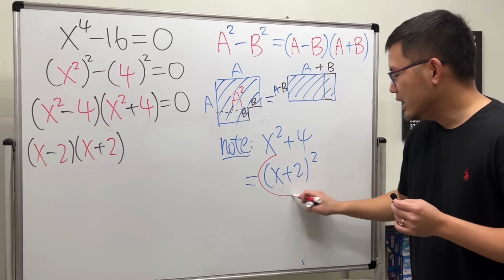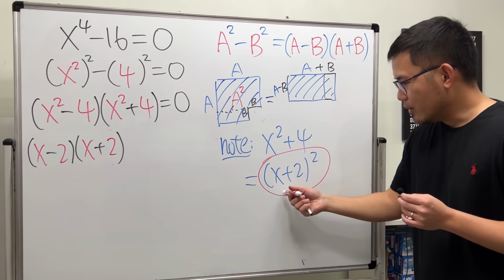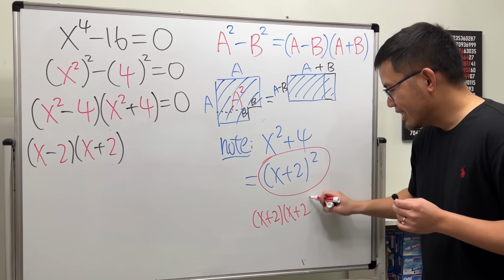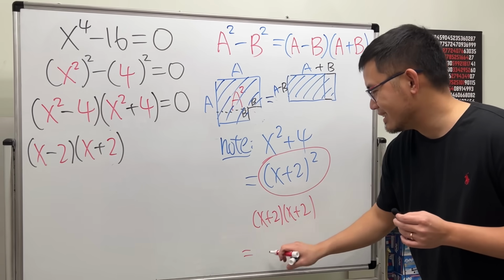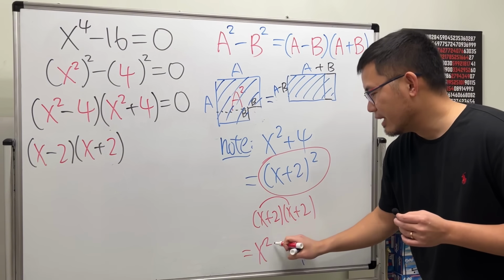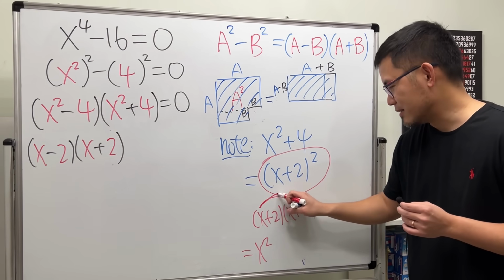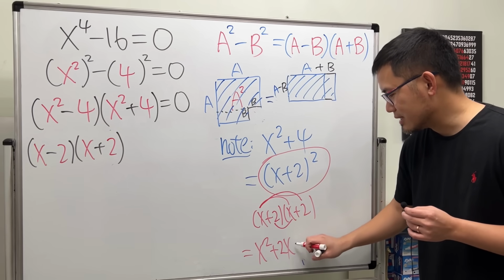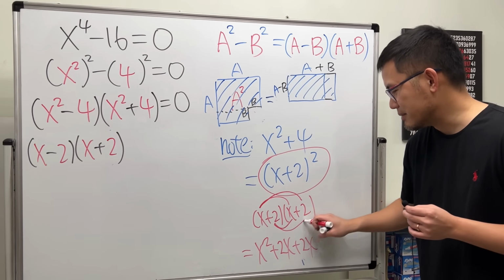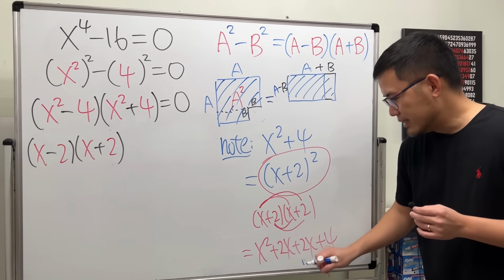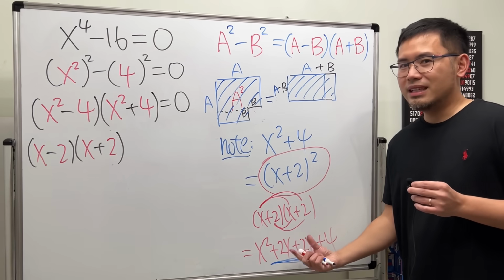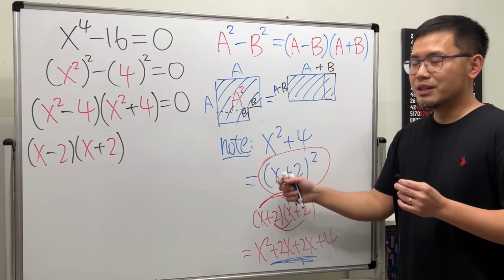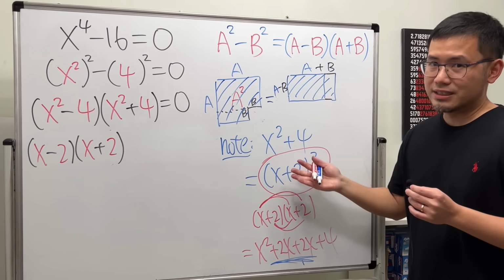Here's the deal. If you work this out, you get x plus 2 times x plus 2. Multiply this out, we get what? x times x, that's x squared. And then don't forget we still do x times the 2. So plus 2x, and then this times that is plus 2x, and lastly, this times that is plus 4. As you can see here, we have this extra 4x, right? We didn't have the 4x here. So this is not the same as that.